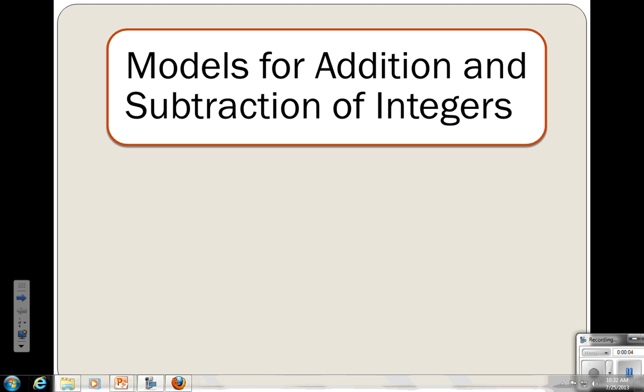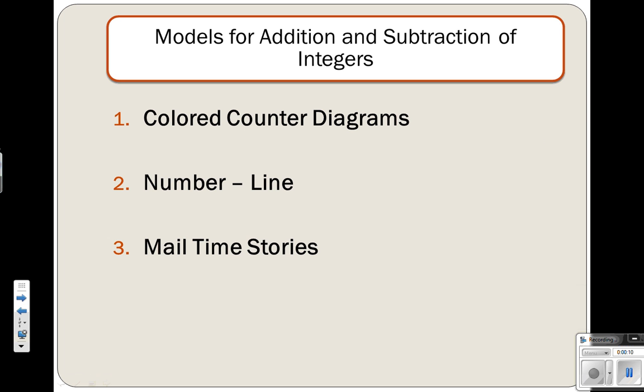I want to talk to you about models for addition and subtraction of integers. We're going to look at, in Foundations of Math 1, 3 models for addition and subtraction of integers. 1, colored counter diagrams, which is what we're going to look at in this video. 2, number line, and 3, math times stories. So, like I just said, colored counter diagrams are our focus for this video.